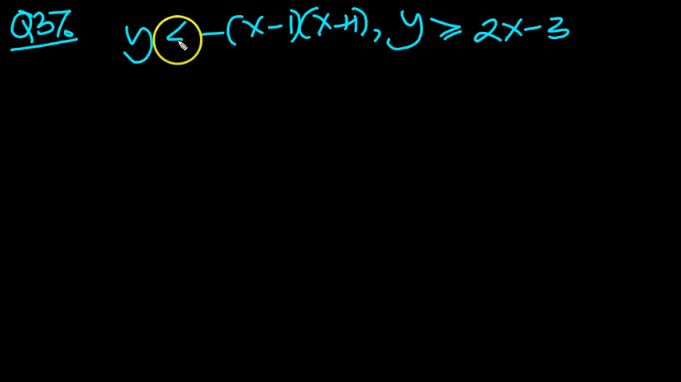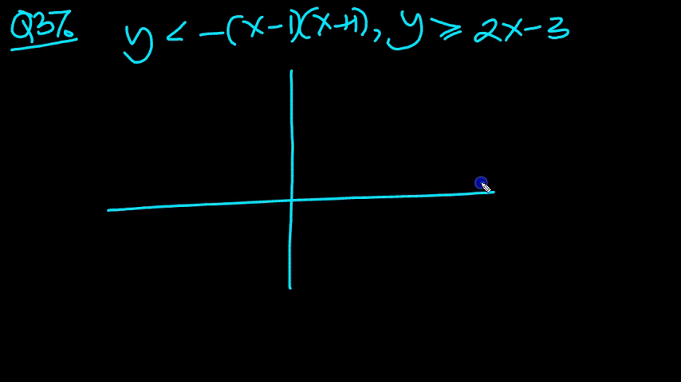Okay, let's have a look at this one then. You've got y is less than minus (x minus 1)(x plus 1). And you've also got the inequality y is greater than or equal to 2x minus 3. So let's do our axes, and then we'll see what we've got.